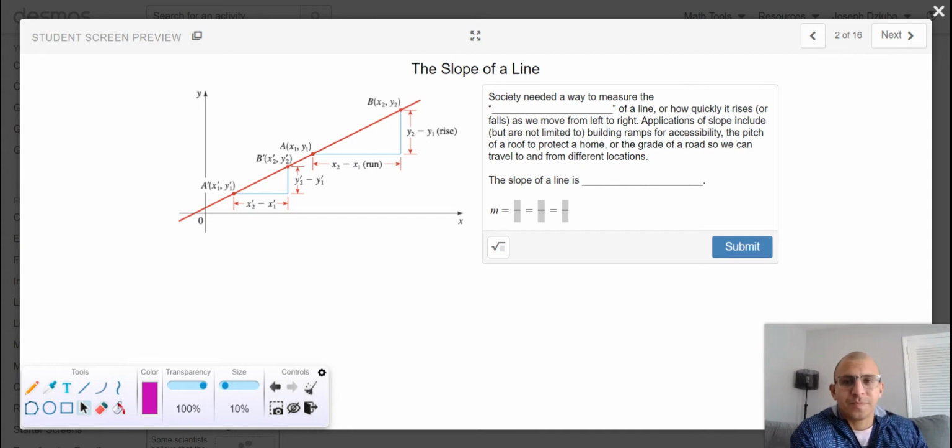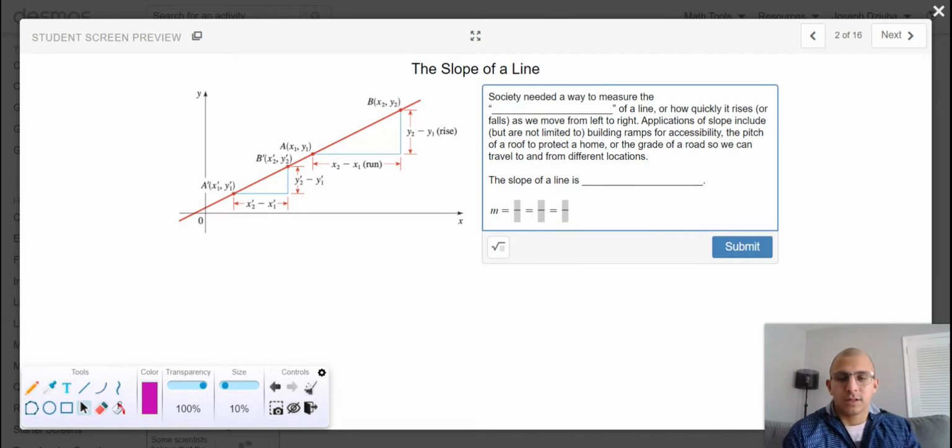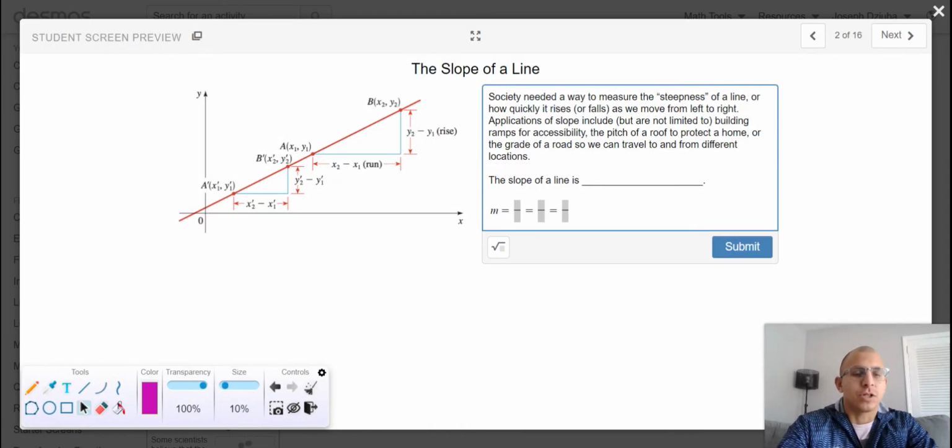lines. Okay, so when talking about slope, why did slope originate? Slope came to fruition because society, or civilization I should say, because I don't even know if we could define what the earliest forms of human beings were as a society, but civilizations needed a way to measure the steepness of a line or how quickly it rises or falls as we move from left to right.